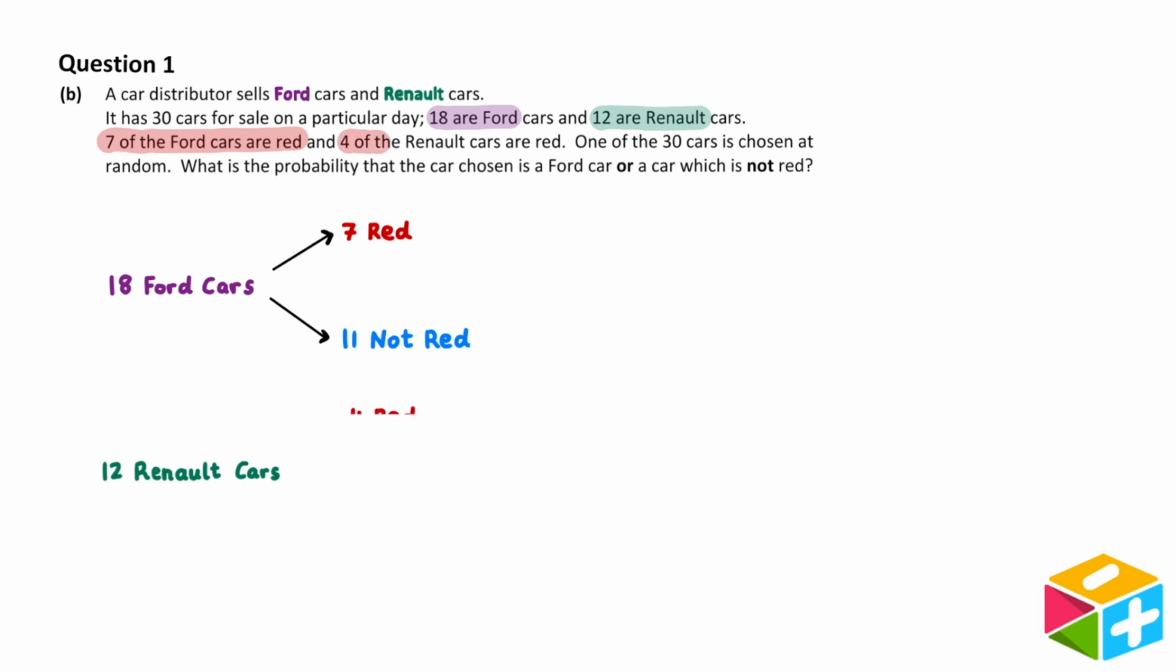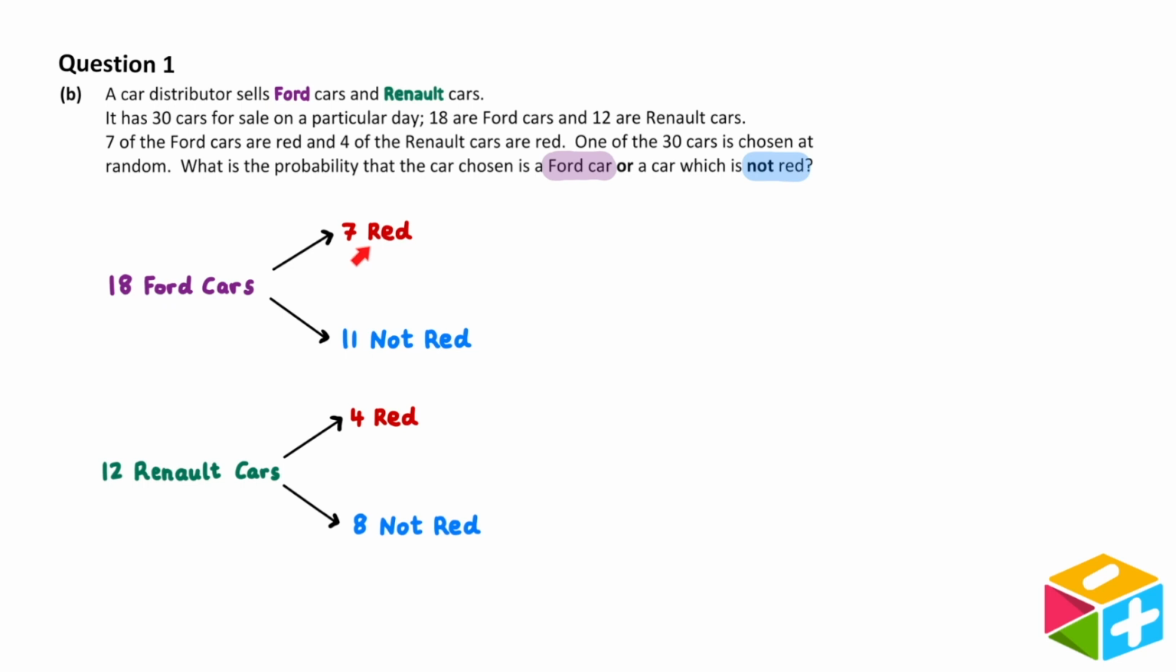We know that 4 of the Renault cars are red. Since 12 minus 4 is 8, the remaining 8 must be not red. We are interested in the probability of a Ford car or a car which is not red. As long as our car satisfies one of these properties, then we're happy. If it satisfies both, then all the better.